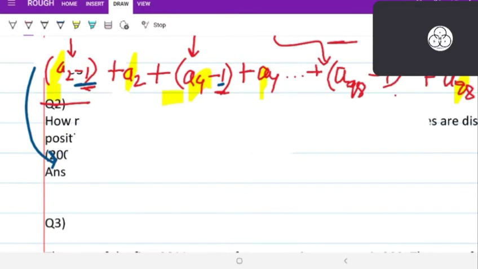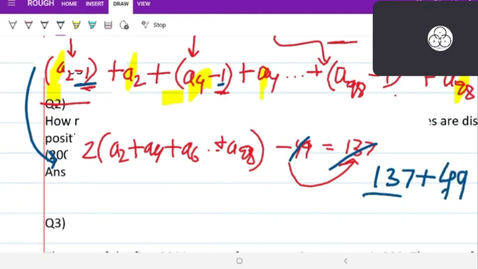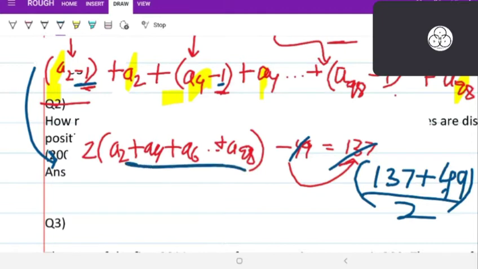So you will get 2 times of (a2 plus a4 plus a6 and so on up to a98) minus 49 equals 137. Just transpose it here and divide it by 2. What you will get? 137 plus 49, divided by 2. This will give you the value of this expression.